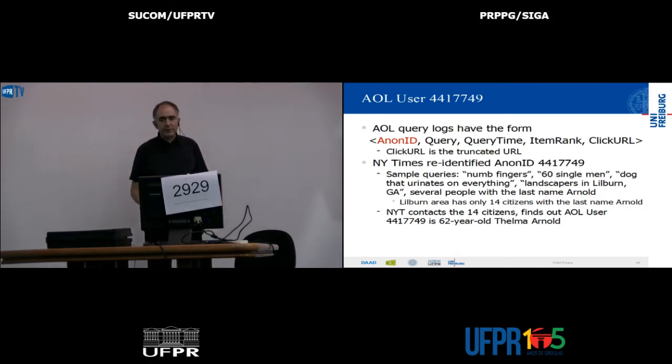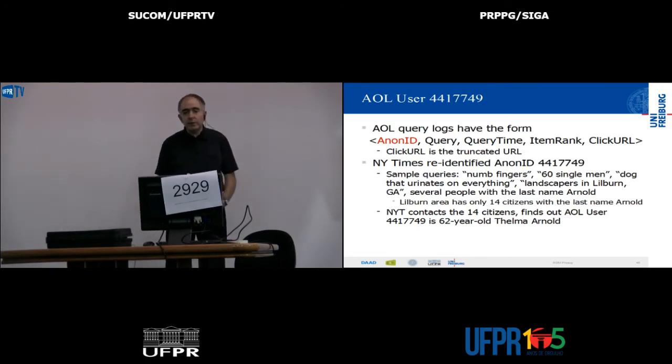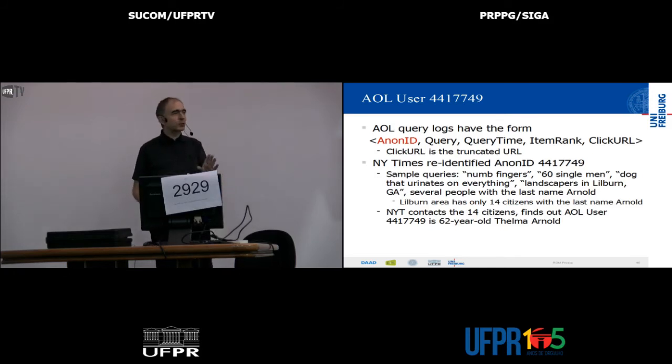The query logs therefore had the following form: this ID, query time. So user 44-17749 had some queries, query time at 6 in the morning. Item rank, click. What was the URL? Shortened. They really thought hard and thought this is okay.